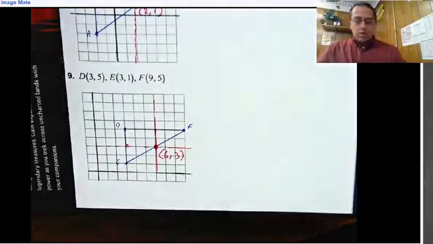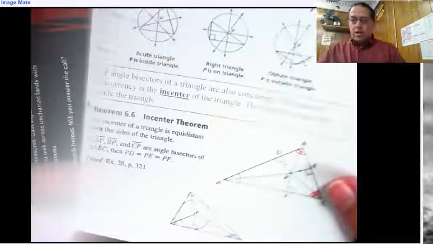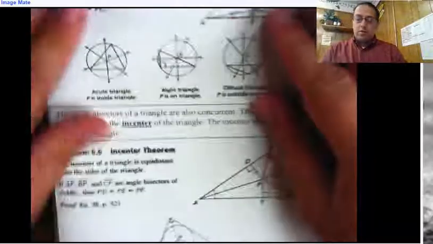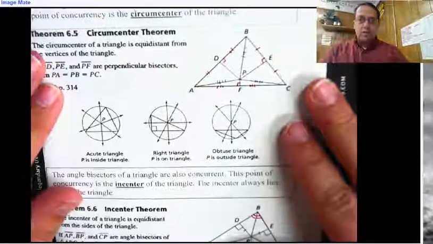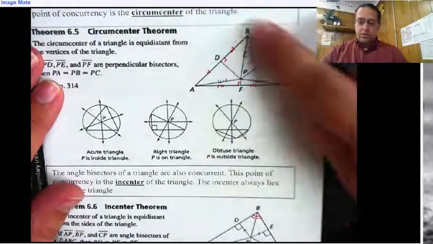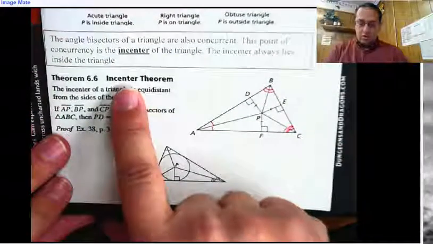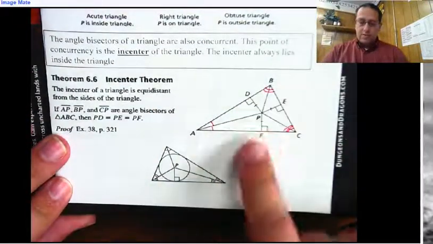All right, so there is perpendicular bisectors and angle bisectors in triangles. Remember, perpendicular bisectors intersect at the circumcenter, which is equidistant from the vertices. Angle bisectors intersect at the incenter, which is equidistant from the sides.